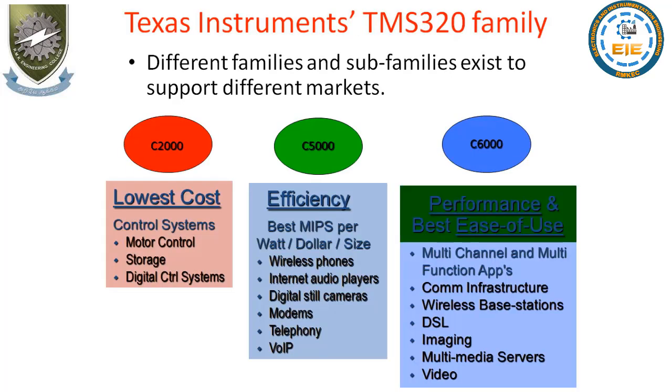These are the different Texas Instruments DSP processor families that are available in the market. If you see the C2000 series, it is used for motor control, storage and digital control systems. The C5000 series is used for wireless phones, internet audio players, digital still cameras, modems, telephone and VoIP process. The C6000 series is used for multi-channel and multifunction applications, communication infrastructures, wireless base stations, DSL, imaging and multimedia services and video applications.